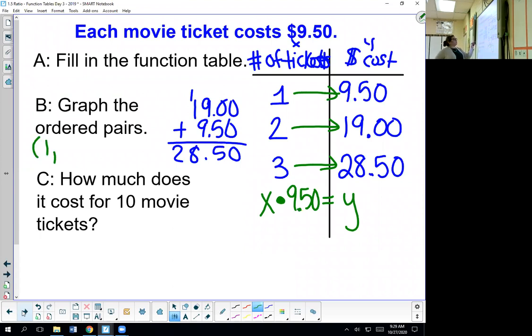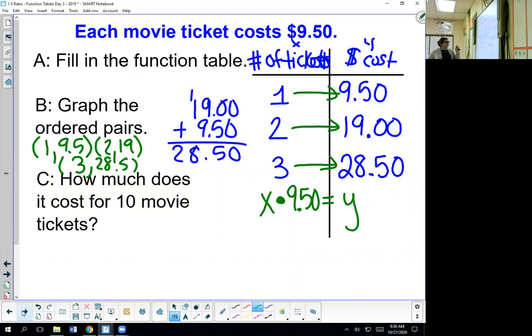You would graph the ordered pairs. You graph 1 to 9.5, or you can put 9.50. 2 would be 19 or 19.00. And then 3 would be 28.5 or $28.50 if you want to put a 0 there. Does not matter. Same concept.